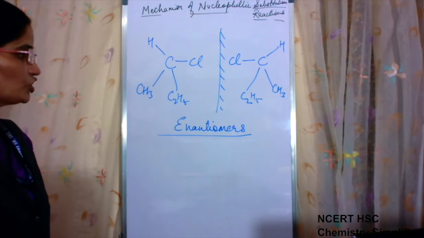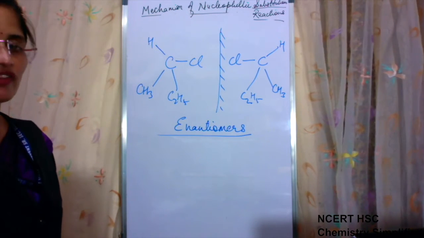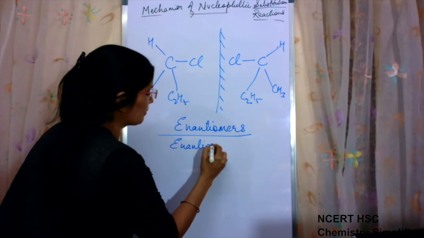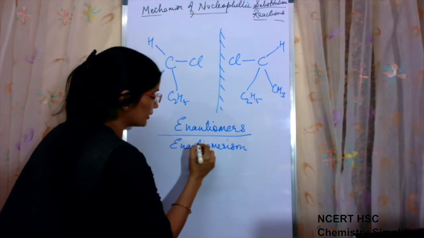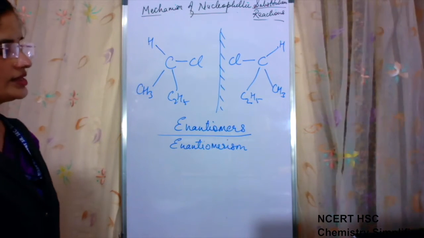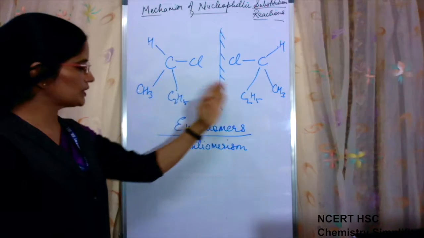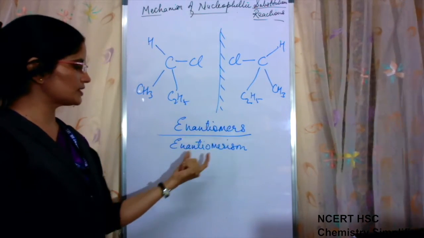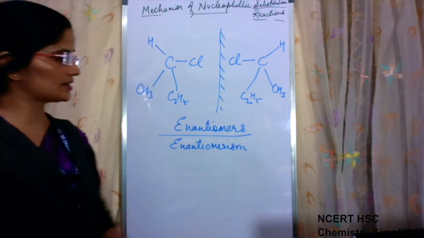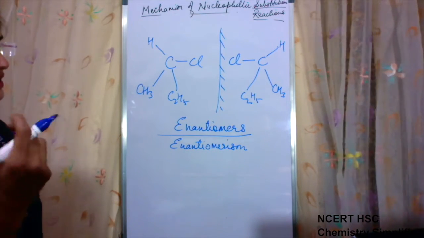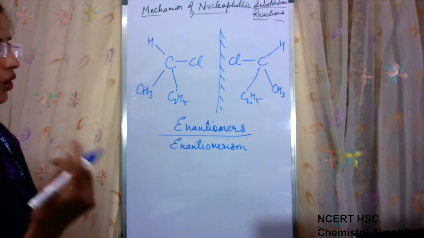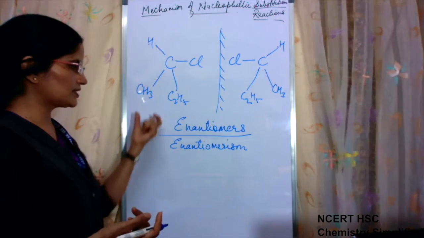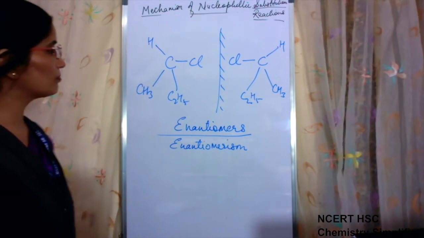These are known as enantiomers, and it is a type of isomerism which is known as enantiomerism. It is important. You all have to understand it very well. Enantiomers, these are enantiomers, and the phenomenon of isomerism of this type is known as enantiomerism. What is enantiomerism? Such a pair of molecules which are non-superimposable mirror images are known as enantiomers, and this type of isomerism is enantiomerism.